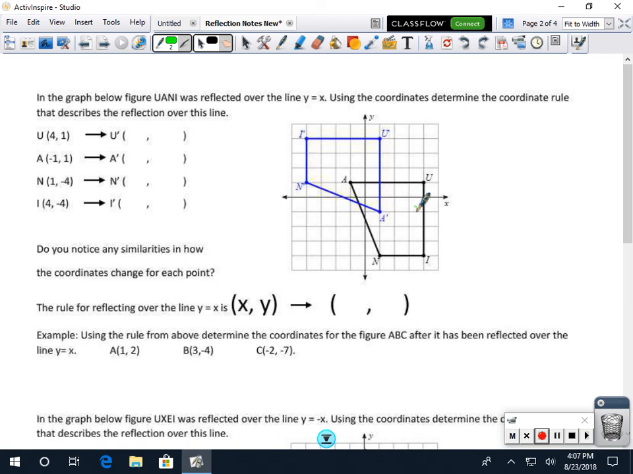All right, on the next page, we're looking at graphing a reflection across the line y equals x. To graph the line y equals x, we start at the origin and go up and over 1. So y equals x ends up being this slanted line here.